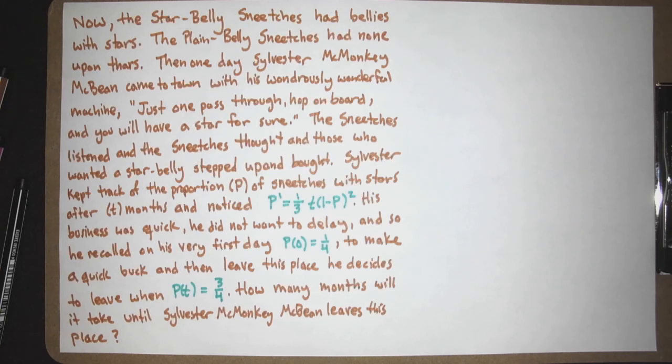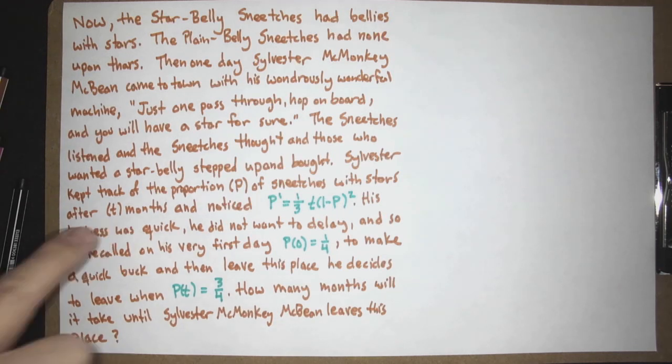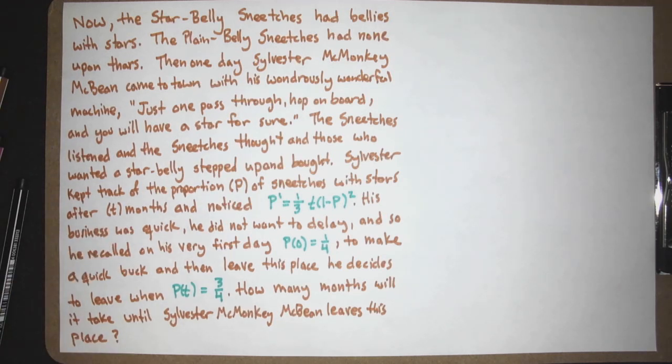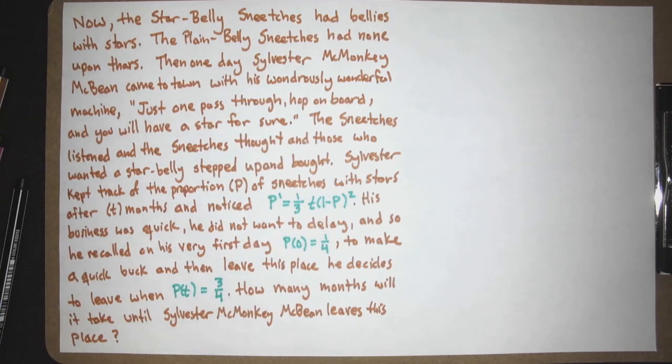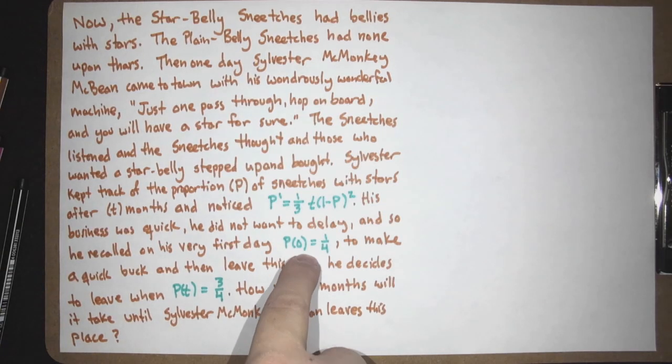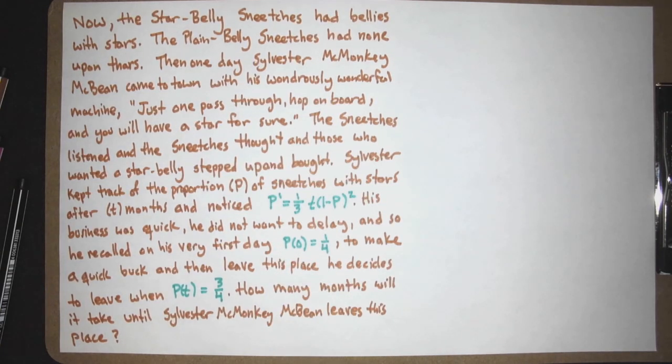Sylvester kept track of the proportion, P, of sneetches with stars after T months, and noticed, as people often do, that P prime is 1/3 T times 1 minus P squared. His business was quick. He did not want to delay, and so he recalled on his very first day that P of 0 equals 1/4. To make a quick buck and then leave this place, he decides to leave when P equals 3/4. How many months will it take until Sylvester McMonkey McBean leaves this place?